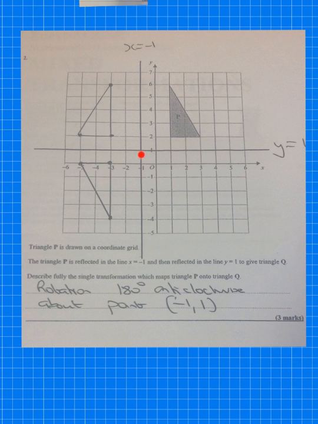So the center of rotation, as we know, is where we put the pencil. You basically pick a few points, for example 0, 0 or 0, 1, put your pencil there, and trace it round to see if it works. And of course it actually works at the point minus 1, 1, because that's where those two lines meet, the point of intersection. So the answer is rotation, 180 degrees anti-clockwise or clockwise, about the point minus 1, 1.